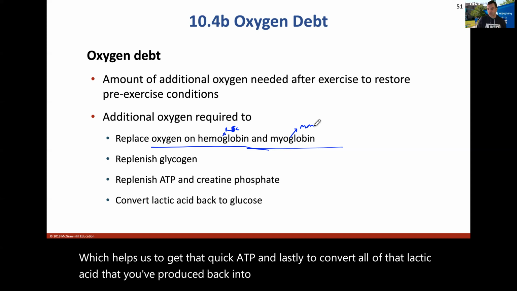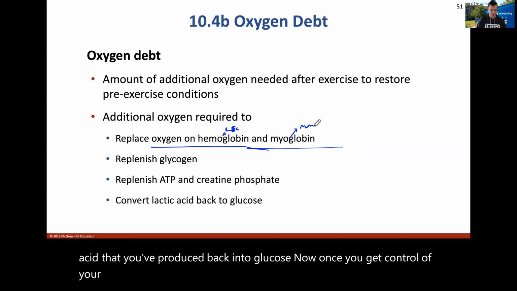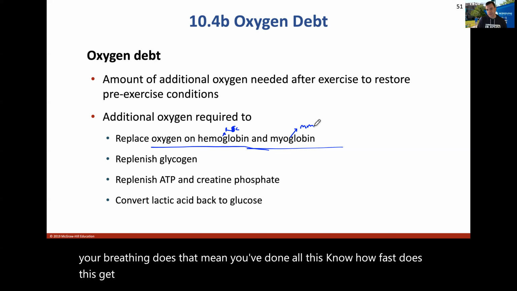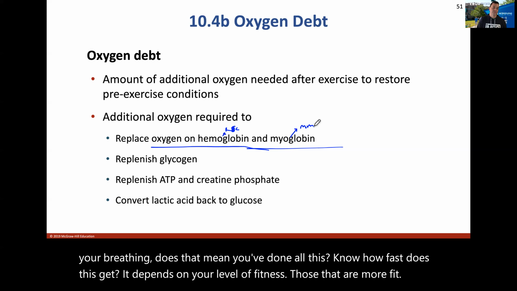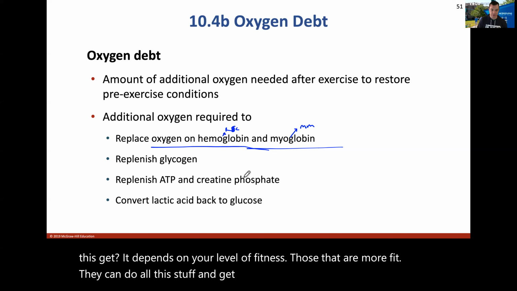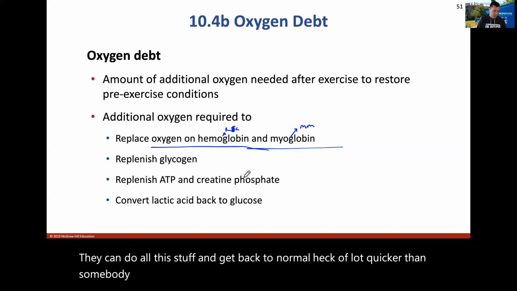Now, once you get control of your breathing, does that mean you've done all this? No. How fast does this get done? It depends on your level of fitness. Okay. Those that are more fit can do all this stuff and get back to normal a heck of a lot quicker than somebody who is not as physically fit.